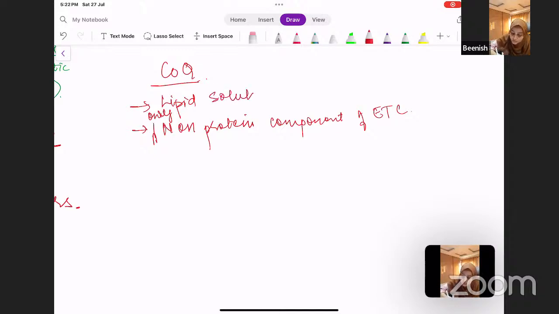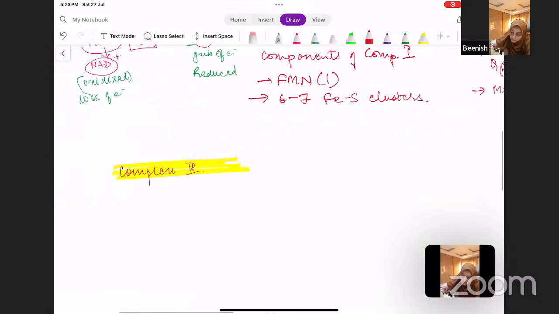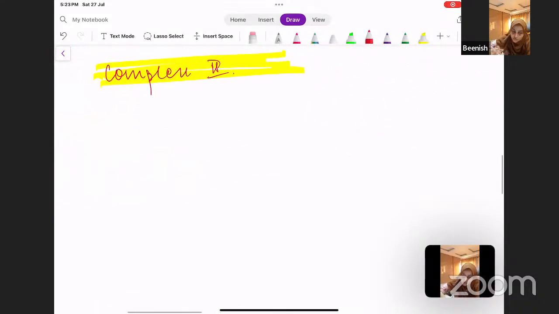It is lipid soluble. Basically, it is a lipid soluble benzoquinone with numerous isoprene units. Therefore, it is also known as Q10 because it has 10 isoprene units. And it is a mobile carrier. So that was briefly about your coenzyme Q. It takes electrons from complex 1. It also takes electrons from complex 2 and gives them to complex 3. Now moving to complex 2.